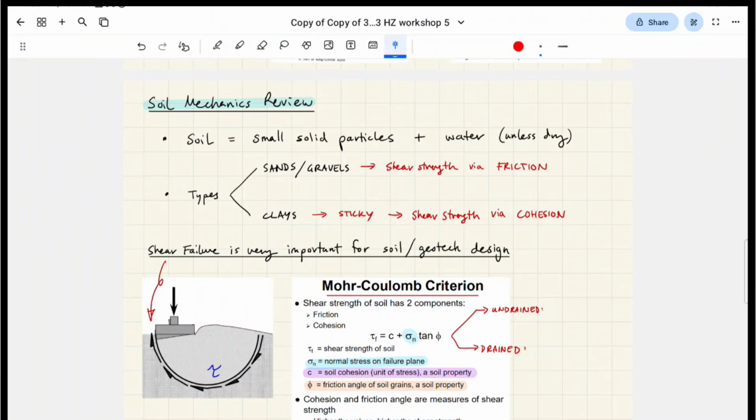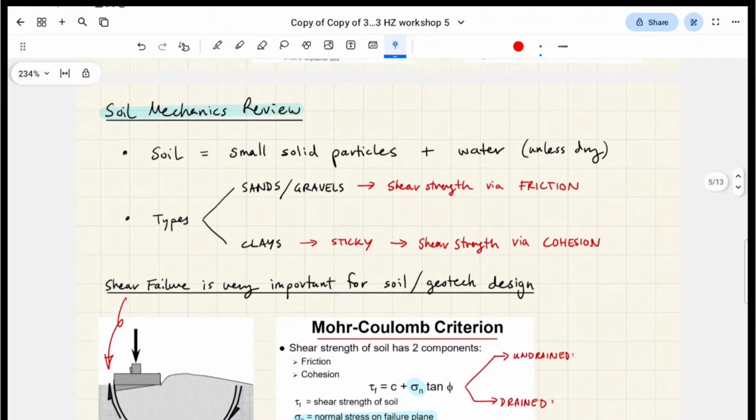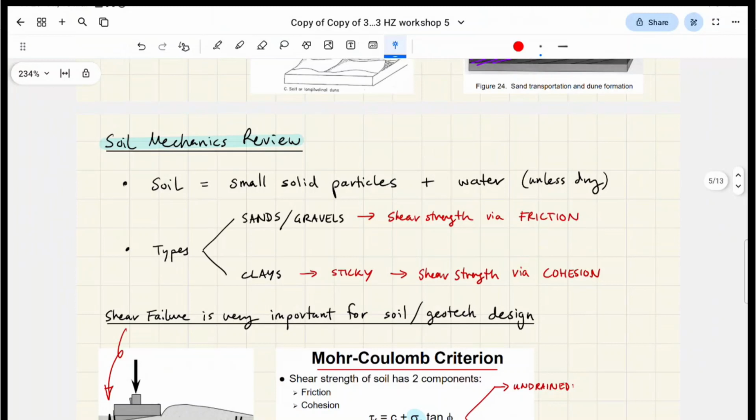Okay, so soil, right? How we treat it in civil engineering, and when we're looking at the physics of soil, is basically we treat it like a bunch of small solid particles with interactions with water, unless it's completely dry, essentially. So that's why it's good to know about your solid mechanics and your fluid mechanics before going into soil, and that's going to carry through into the second half of this course.